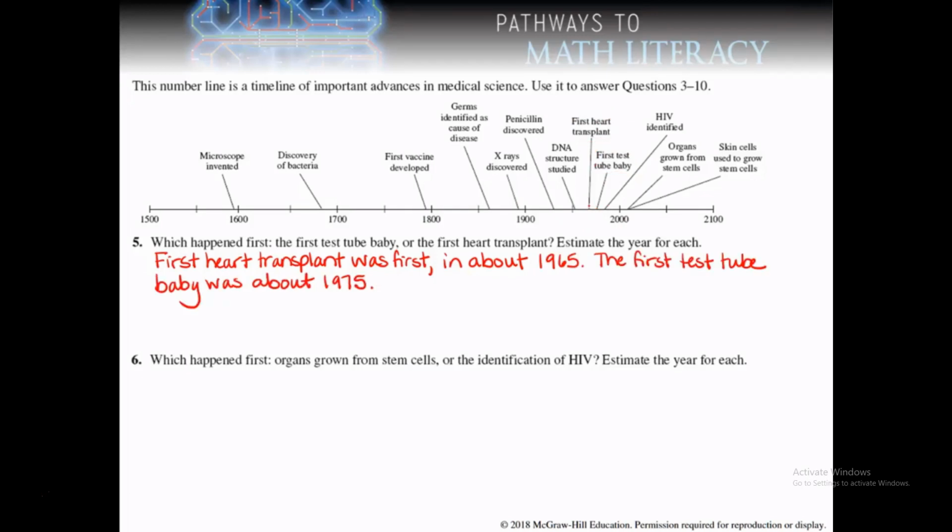And in number 6, which happened first, organs grown from stem cells or the identification of HIV? Well, it looks like HIV identified comes first when you're moving left to right, and then organs grown from stem cells is just a little bit to the right of that. And then the years, HIV is a little bit before 2000, and remember that test tube baby was about 1975. It's just a little bit past that, maybe 1980, 1985. And then organs grown from stem cells is just a little bit past 2000, so maybe 2010.